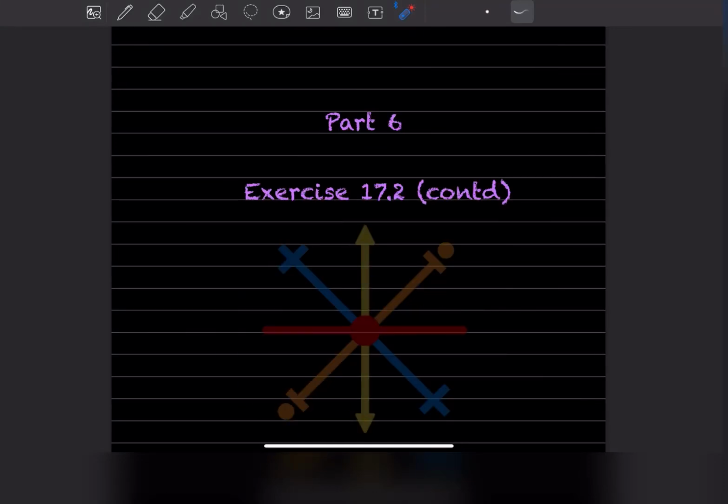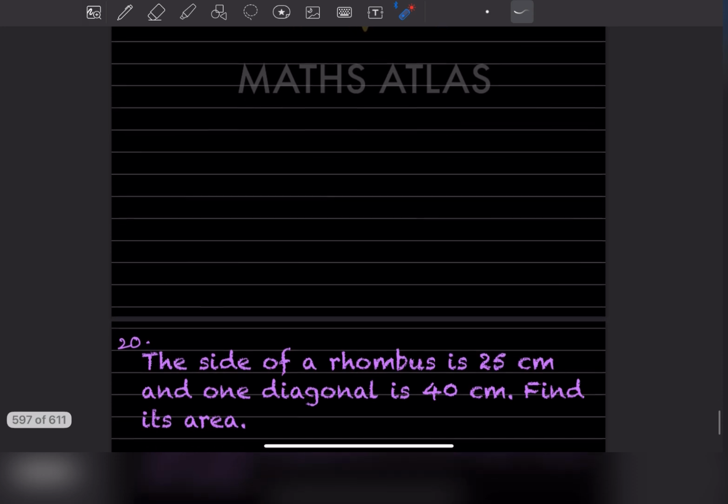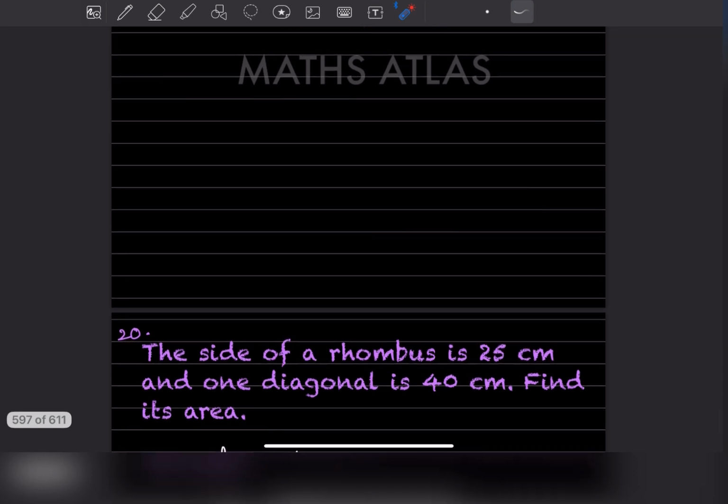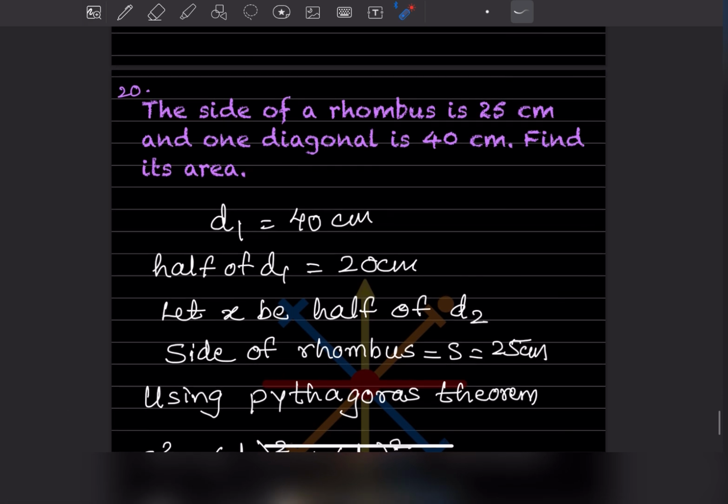So today we'll do part 6 of the same exercise 17.2. You can have a look at the previous videos. We have already done some questions based on this exercise. So now we'll start with question number 20.